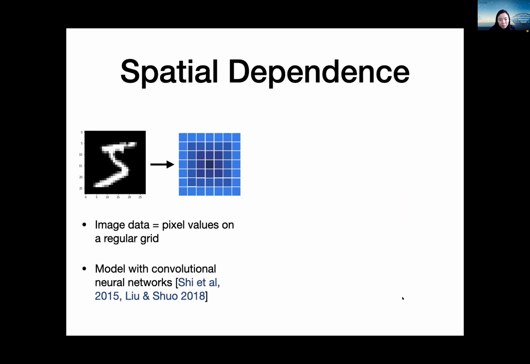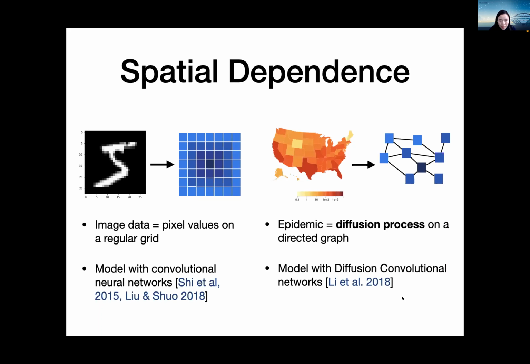We know in image data, when we model the spatial dependency among pixels, we can think of them as values distributed on a regular grid. So we can instantiate convolutional neural networks, which intrinsically have translation symmetry, to model this type of spatial dependency. When we think about the spatial dependency in the epidemic setting, we make the analogy that the disease spreading is similar to the diffusion process on a directed graph. So we proposed this type of new convolutional operator that can operate on this irregular grid. That leads to the diffusion convolutional network.